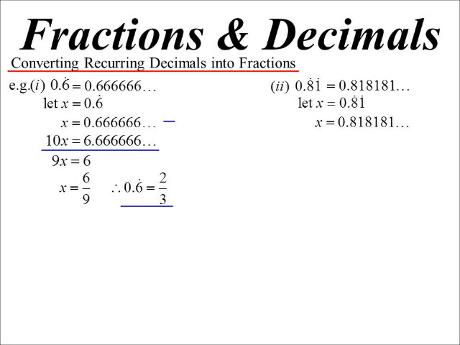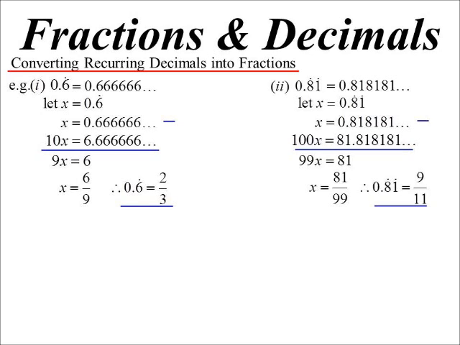I'll get 8.18181818. No good. Got to be the same. So we multiply by 100 and then we get 81.8181818181. The repeating part cancels. We do the subtraction, and there it is. 99x is 81. So it's 81 on 99, which does simplify down to be 9 on 11.